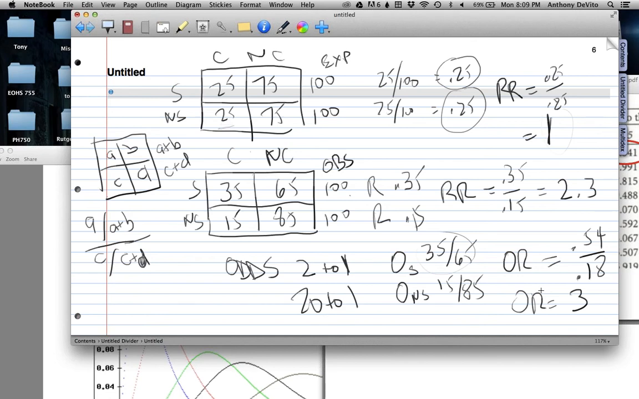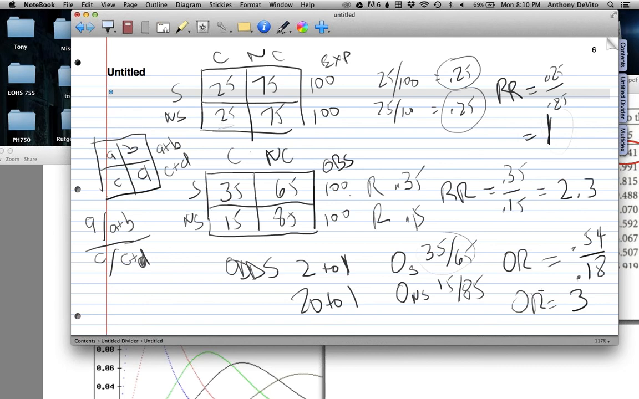I got that from relative risk. The odds that you have a cough if you're a smoker versus a non-smoker is 3 times the odds. Both of those are measures of how risky smoking is in terms of having a chronic cough. They're both measures that are used pretty commonly.